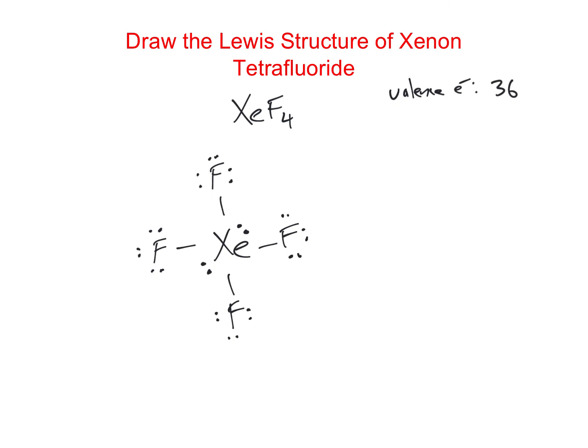And I'm not going to do this in the interest of time, but if you want to convince yourself that the formal charges are good, I think you're going to find that all the fluorines and the xenon have a 0 formal charge in this molecule. And so that's likely the best that we can do in terms of the Lewis structure. Making multiple bonds isn't going to help us.